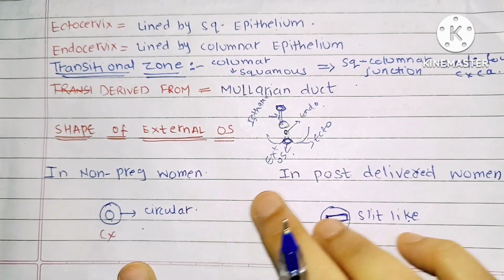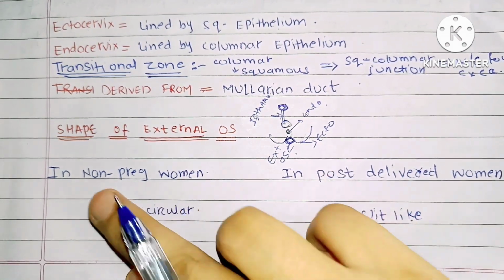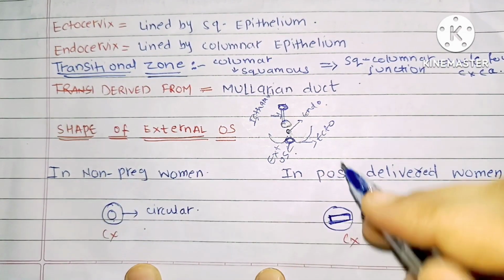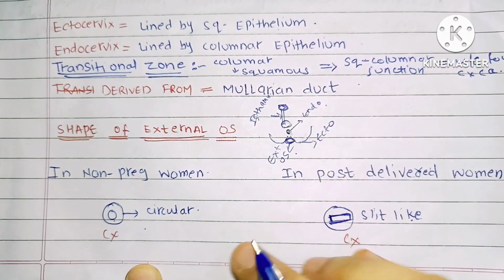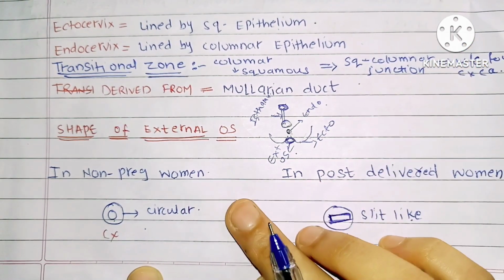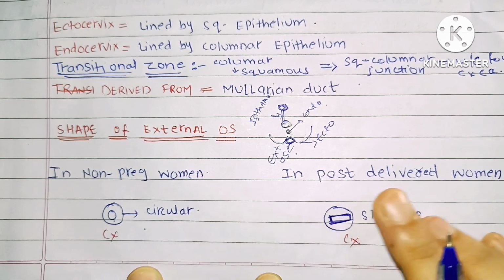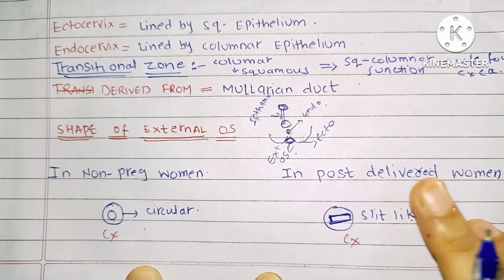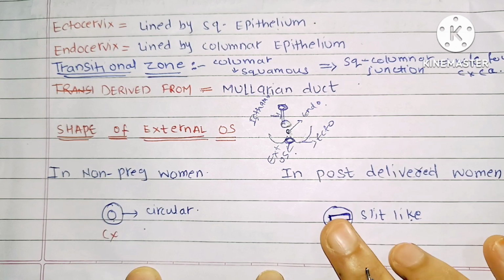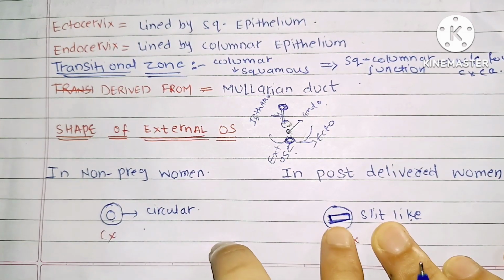Coming to the shape of the external os. This is the external os. The shape of the external os in non-pregnant women is more circular than in post-delivered women. In post-delivered women, it looks more slit-like. This one is the slit-like appearance.